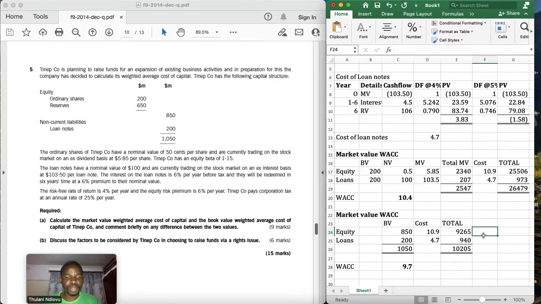I want to stress this point that the book value WACC is not frequently required, but here in 2014 it was required. When calculating the book value WACC, we have to use the book values as per the financial statements, and the book value of equity will always be ordinary shares plus all the reserves. Then when calculating the market value, we don't include reserves as part of equity.